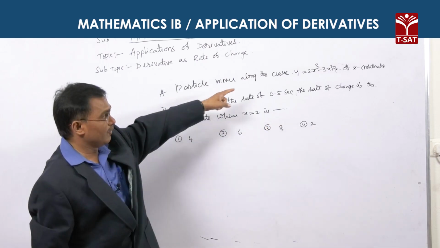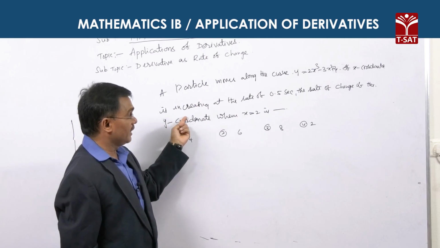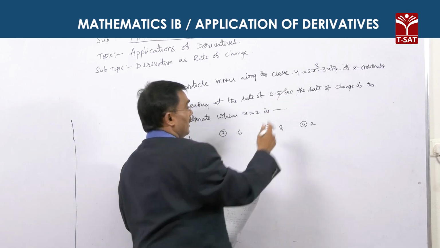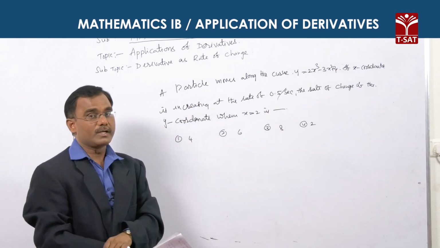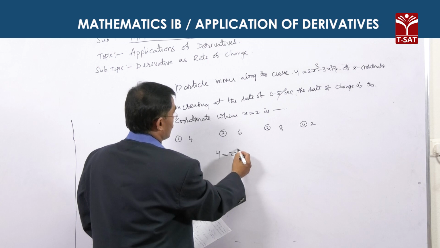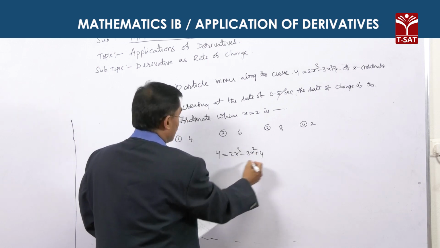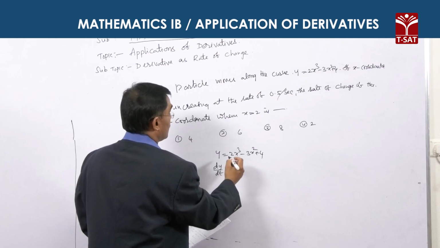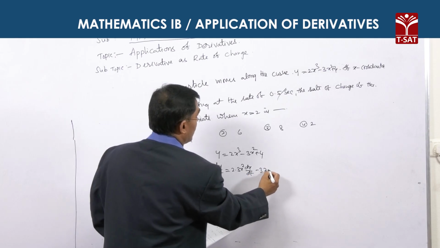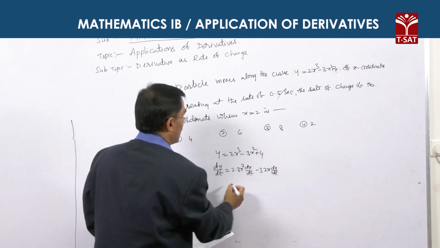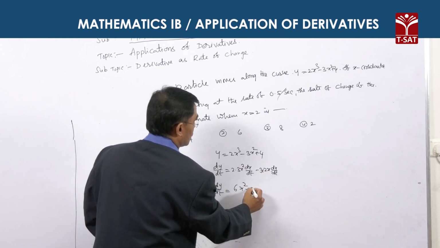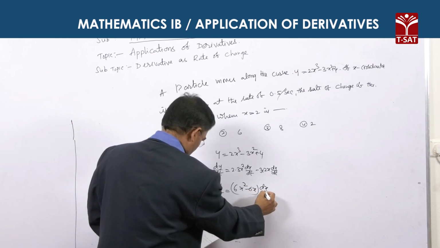So a particle is moving on the curve, and the x coordinate is increasing at the rate of 0.5 per second. At x equal to 2, the rate of change in the y coordinate is asked. The given curve is y is equal to 2x cube minus 3x square plus 4. Differentiating, dy by dt is equal to 2 into 3x square into dx by dt minus 3 into 2x into dx by dt. The constant 4 gives 0, so dy by dt is equal to 6x square minus 6x into dx by dt.